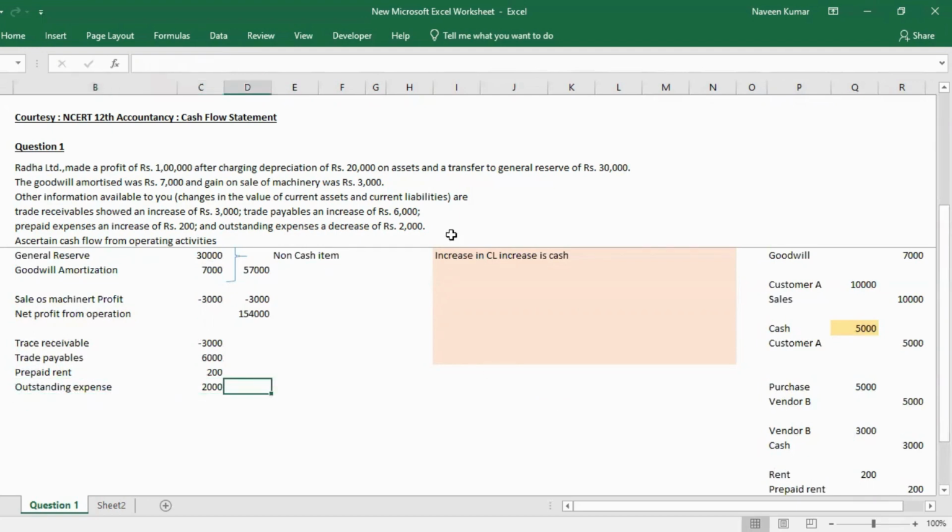Okay, you got it right. So it is a simple one. When there is a decrease in asset, increase in cash. Increase in asset, decrease in cash. Same way, liability decrease means there is an outflow of cash. When liability increases, there is an inflow of cash. It doesn't mean that you should have cash only here. It may be equivalent to cash.